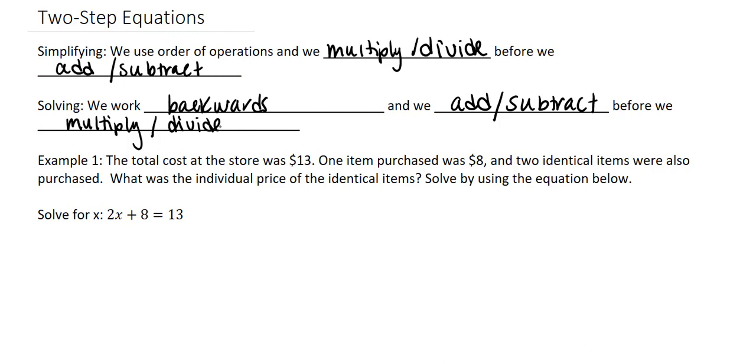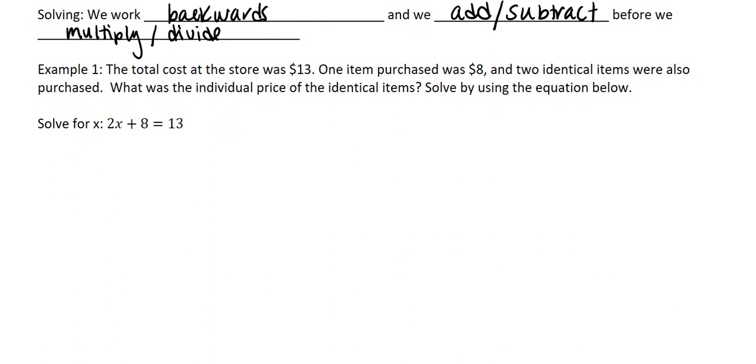So the total cost of the store was $13. So one item purchased was $8 and two identical items were also purchased. So what was the individual price of the identical items? So we're going to solve by using the equation below, right? So 2 times something, some kind of amount plus 8, the $8 is equal to $13. So we're trying to go ahead and solve for what x is.